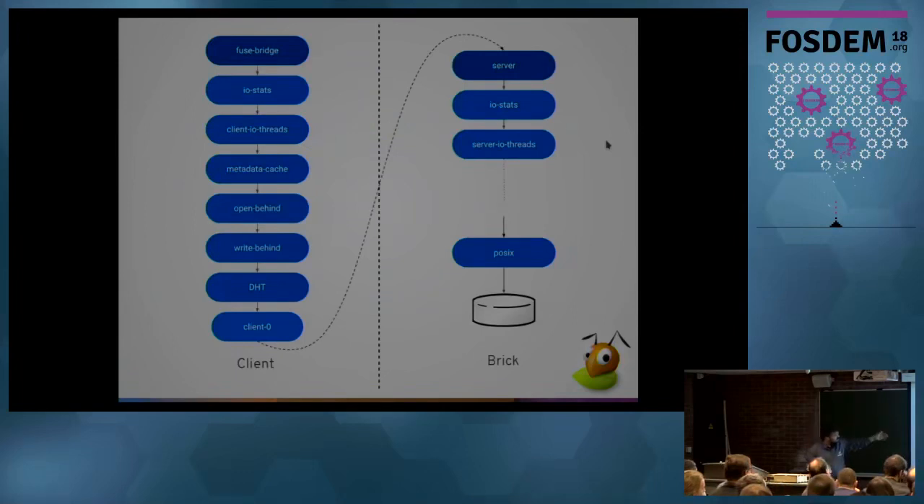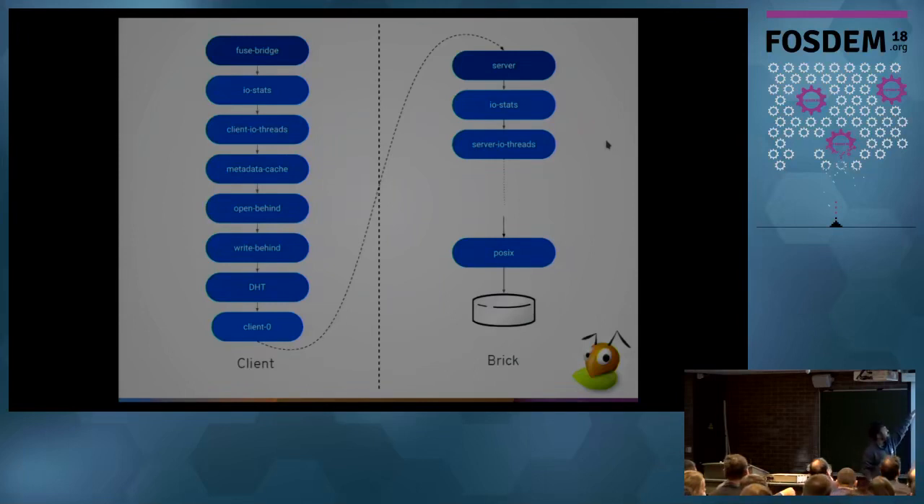So each of the blue boxes here is a translator. So we have a graph for the client side, we have a graph for the server side, for the brick process, and each of them is a translator implementing a separate feature.